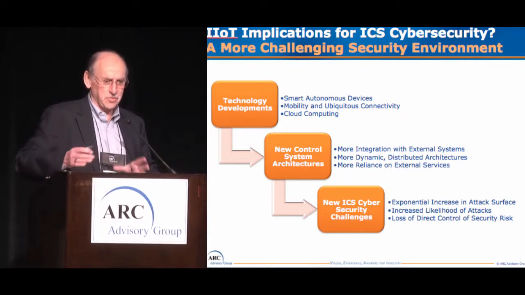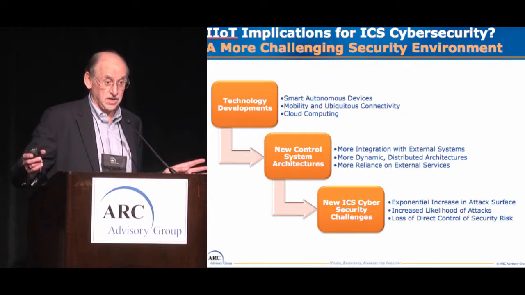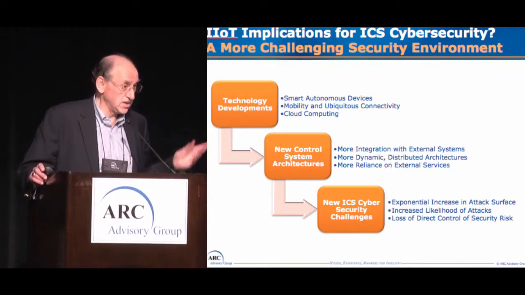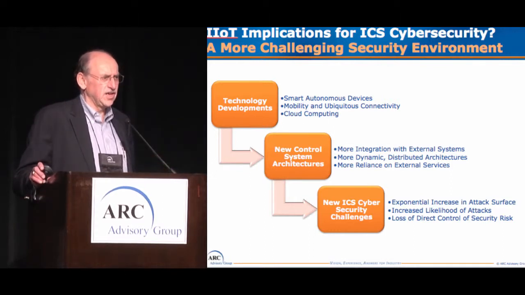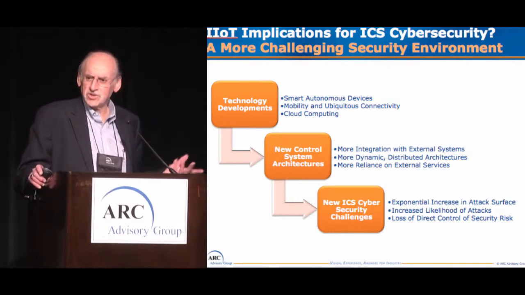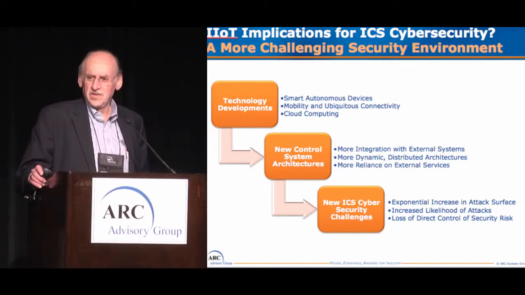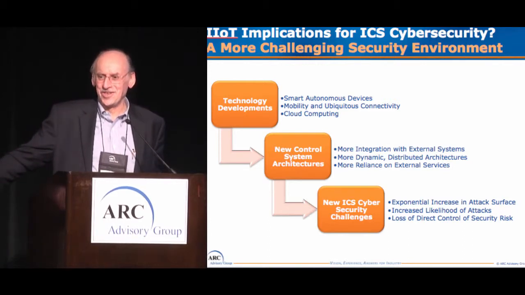Now, it's not just protecting your plant. You've got them all over the place. So you have this exponential increase in the attack surfaces. At the same time, I also think you're going to get an increase in the likelihood of getting an attack. I was talking to people, and they'll say, well, who's going to attack my little plant over here? Why would they do that?